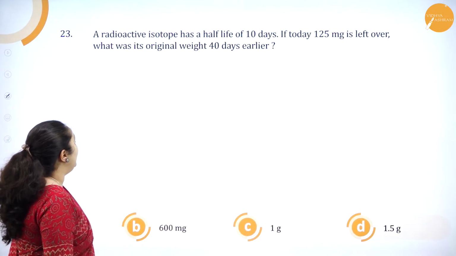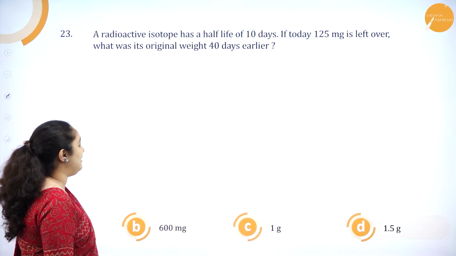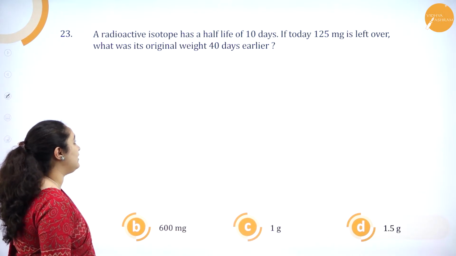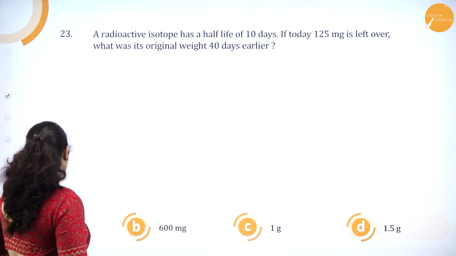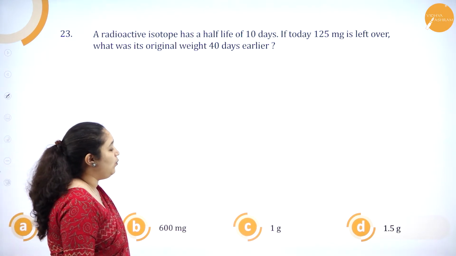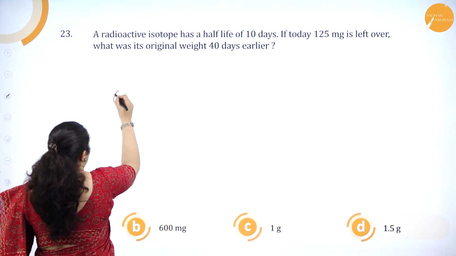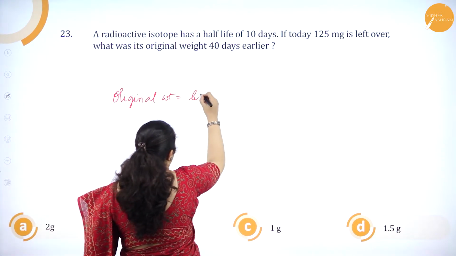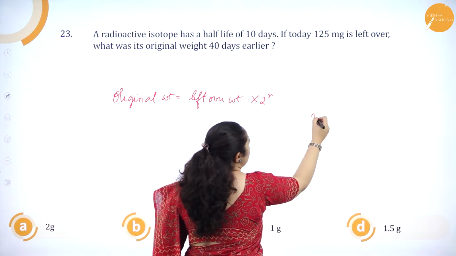Next one. The radioactive isotope has a half-life of 10 days. If today 125 milligrams is left over, then what is its original weight 40 days earlier? They are asking 40 days earlier, what was its original weight? So A is 2 grams, B is 600 milligrams, C is 1 gram and D is 1.5 grams. Okay. So the formula which we can use is original weight is equal to leftover weight into 2 to the power n, where n is the number of half-lives.